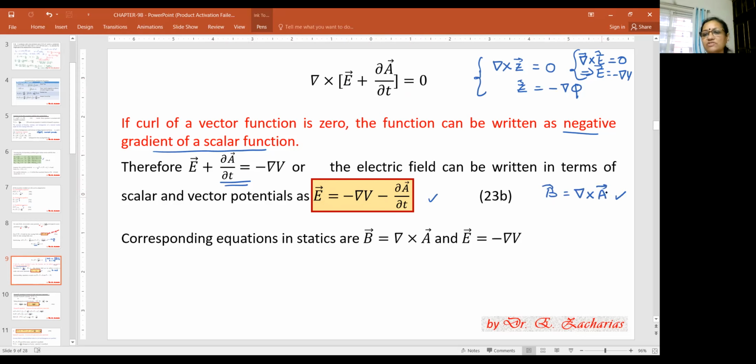Now, if you look at this equation, this is true for both dynamic and for static. But when you come to equation 23b for electric field, this equation was E is equal to minus del V for statics. But when it came to dynamics, it is E equal to minus del V minus dou A by dou T. And both these equations, if you remember, the starting point was the compatibility equations. Now you have got how to write the two fields in terms of scalar and vector potential. Scalar potential is V and vector potential is A.